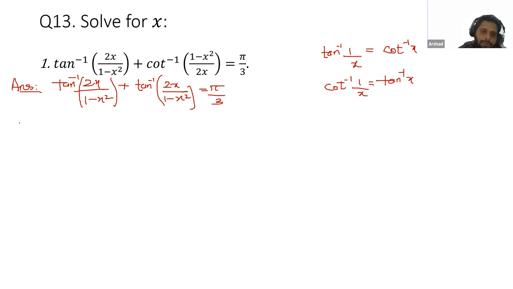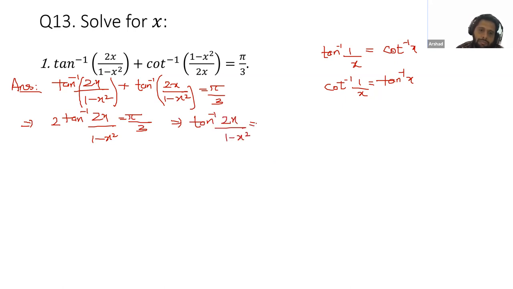Now please solve this. Please check here, both the terms are same. So just write 2 tan inverse 2x by 1 minus x squared is equal to pi by 3. Next, shift this 2 to the right side. So you will get tan inverse 2x by 1 minus x squared is equal to pi by 6. Okay. Next, write this tan inverse on the right side. So you will get 2x by 1 minus x squared, which is equal to tan pi by 6. Okay. Now put the value of tan pi by 6 and find the value of x.